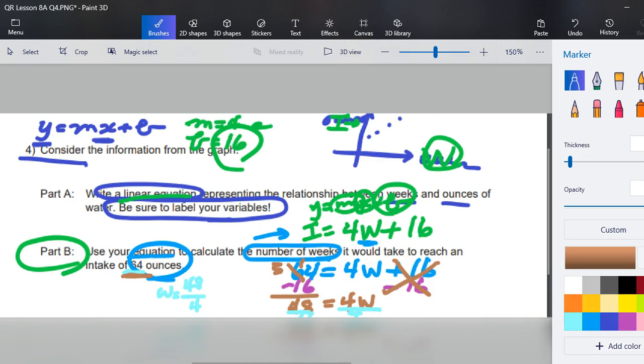So using our equation to find out how long it's going to take us to reach 64 ounces, once I find my W is worth 48 divided by 4, I find that it's 12, and 12 represents weeks. So an answer would be, to get to 64 ounces, it's going to take 12 weeks.